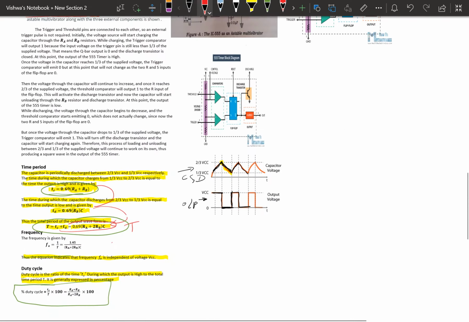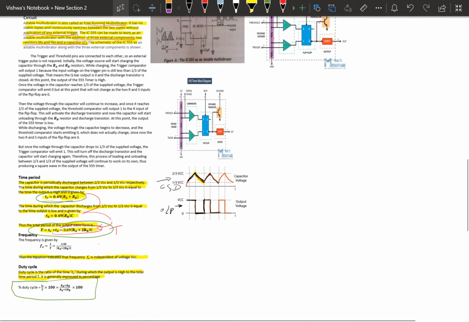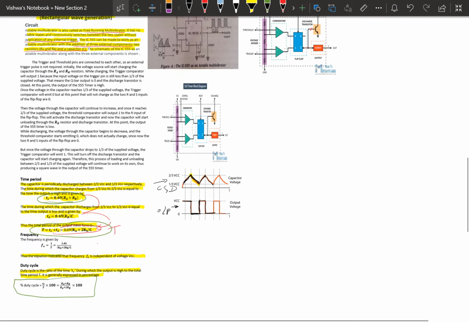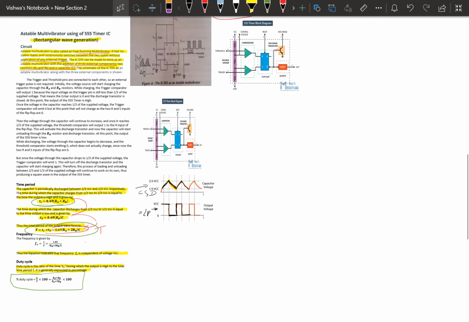Okay, now take the assignment questions. Explain the working of IC 555 timer, and also explain how to generate a rectangular wave using IC 555 timer.